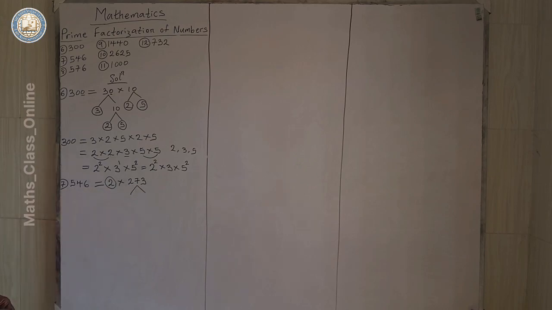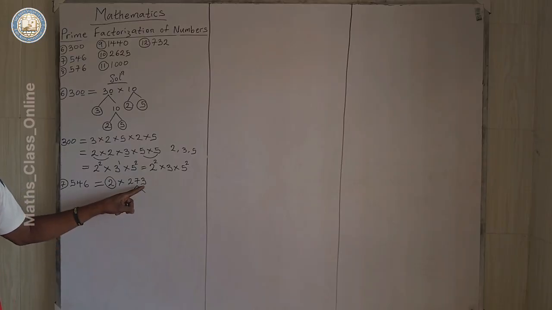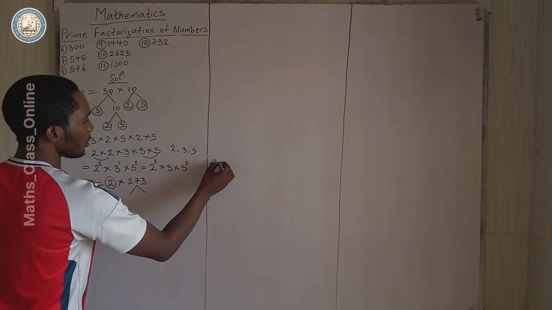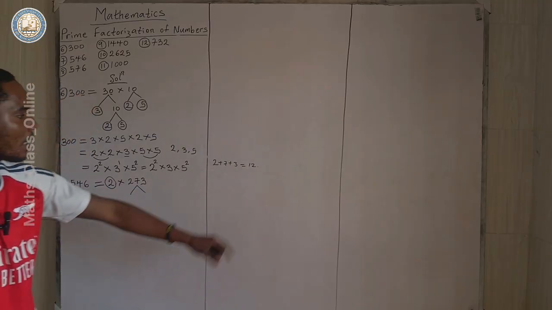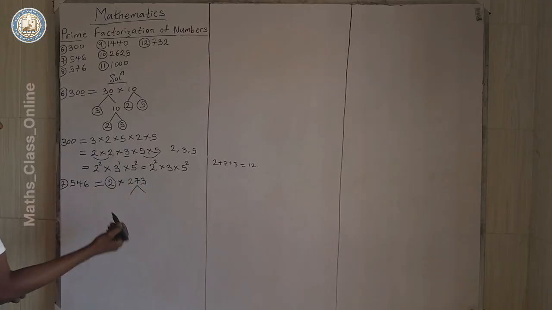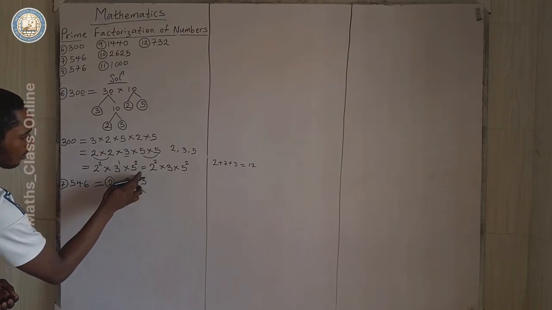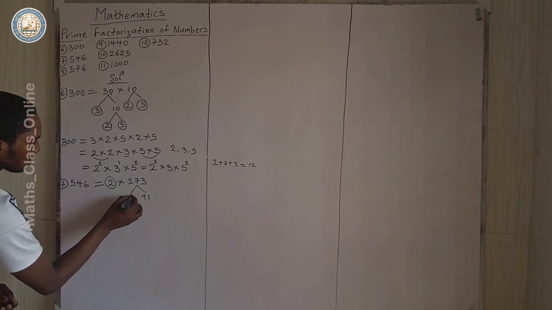This is also a bigger number. 273 cannot be divided by 2 because the last digit is an odd number. Let's test for 3. The divisibility test of 3 is what? The sum of the digits must be divisible by 3. And this is 12. Can 3 divide 12? Yes. That means that 273 is divisible by 3. 273 divided by 3, we have 91.